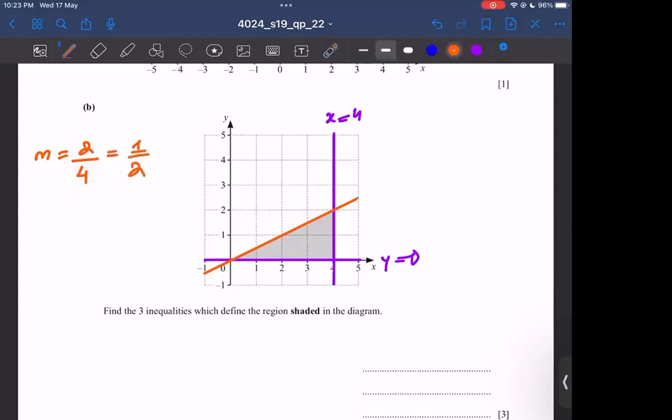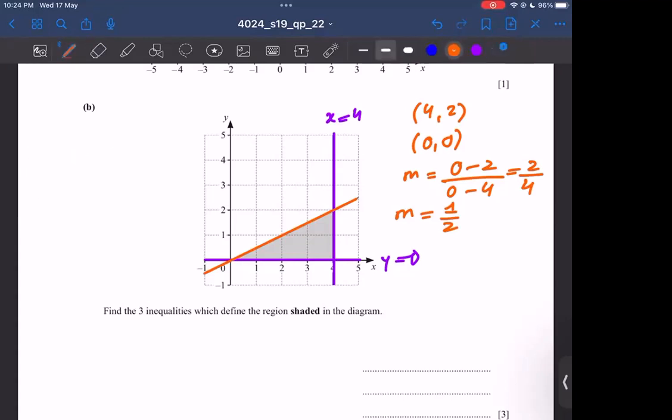Or you can also take any 2 points. Let's say you have this point 4, 2, and you have the origin point, 0, 0, as well. You can write down the gradient as y2 minus y1 upon x2 minus x1. So you will have the same gradient, that is 1 by 2. You have both options to find the gradient. Now, since you have the gradient, you need one point as well. The point is 0, 0, which is the more feasible point to find the equation.